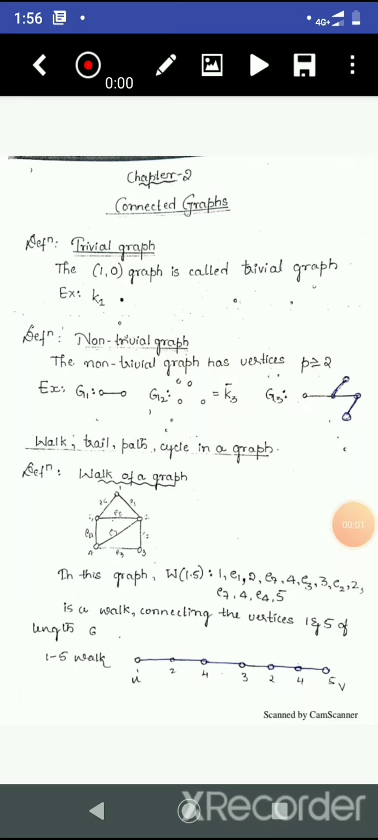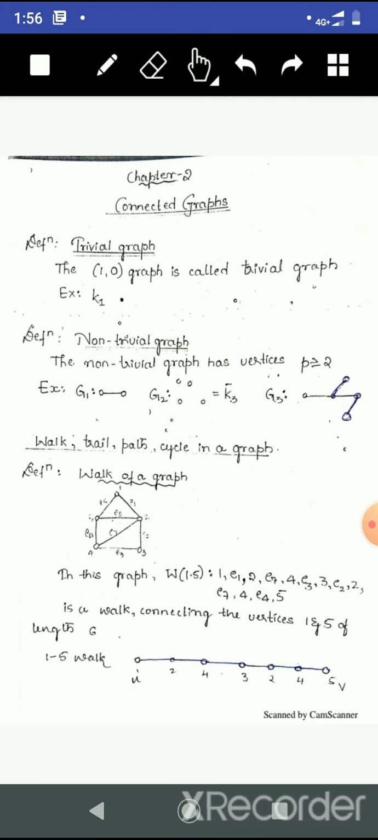Hello students, let me give a brief explanation about connected graphs. First definition, the trivial graph. A trivial graph contains only one vertex and zero edges. Therefore, this graph is called a trivial graph. For example, K1. K1 means a complete graph containing only one vertex.